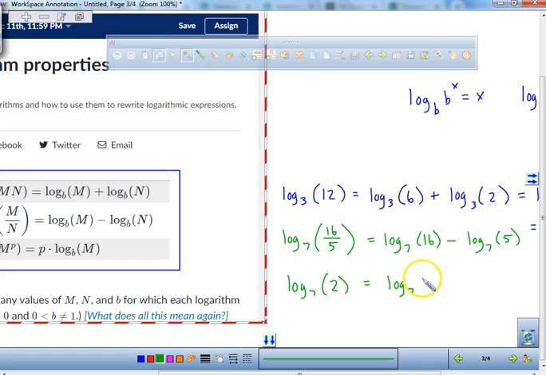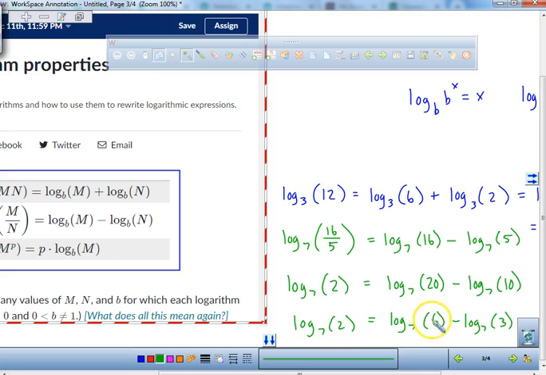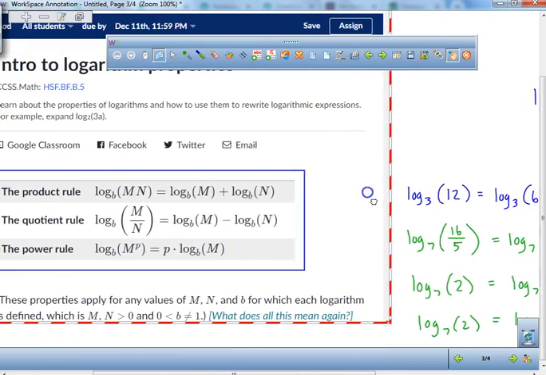I could do log base 7, let's say, how about 20? And log base 7 of 10, because is 20 divided by 10 equal to a 2? Absolutely. You could make up your own. So I could do, let's see here, let's do 6, and then if that's a 6, what would this have to be? That would have to be a 3 in order for it to equal a 2, because 6 divided by 3 is 2. All right, so that's called the quotient property. All right, so the quotient rule.